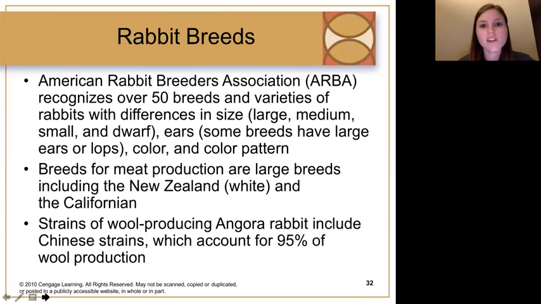There are a lot of different breeds. So the American Rabbit Breeders Association recognizes over 50 breeds and varieties of rabbits with differences in size. So you have large, medium, small, and dwarf. Actually, at the state fair, we'll probably see a bunch of rabbits. They usually have some there. They're always cool to look at. And then ears. Some of them have ears that stand straight up. Some of them have ears that flop over. I think those are cuter. Color and then color pattern. Breeds for meat production are large breeds, including the New Zealand White and the Californian. And strains of wool-producing Angora rabbit include Chinese strains, which account for 95% of wool production.